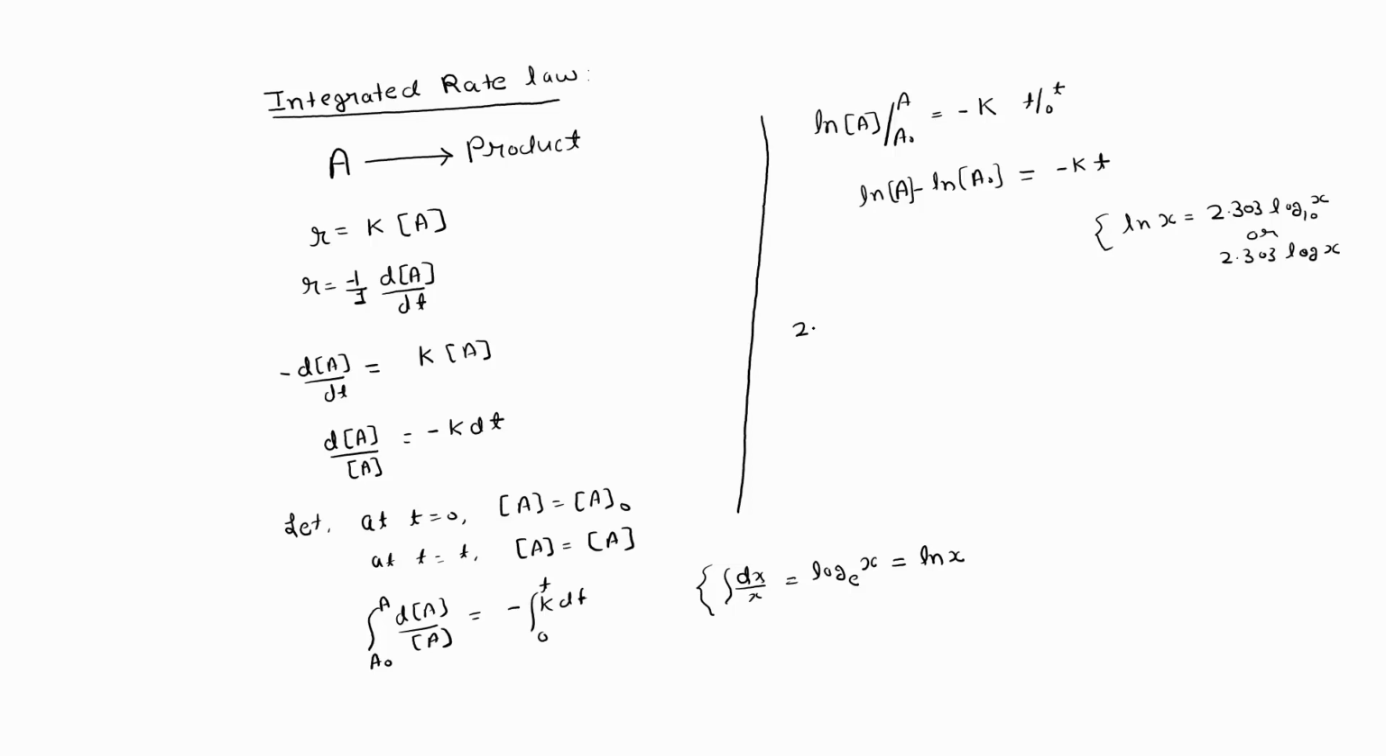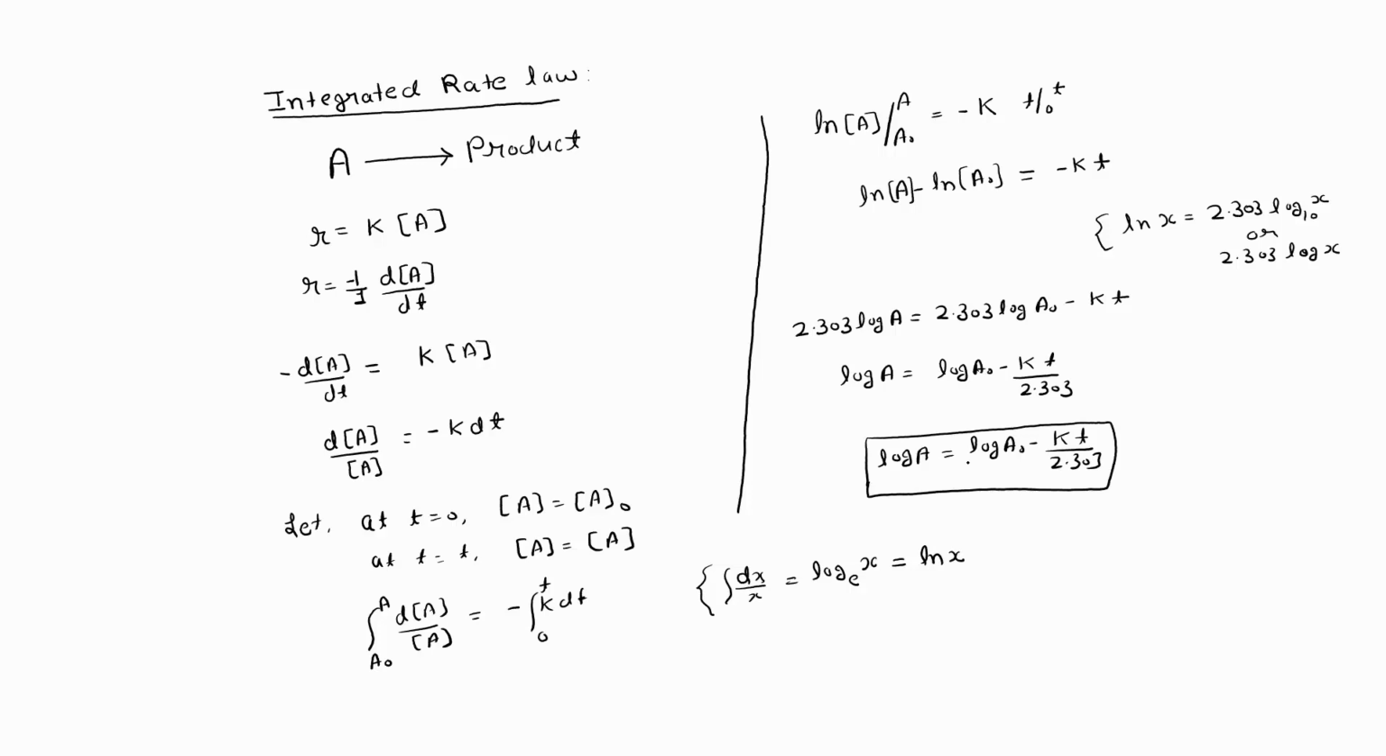So ln A is 2.303 log A, which is equal to 2.303 log of A naught minus KT. So divide the whole equation by 2.303. So log A is equal to log A naught minus KT divided by 2.303. So the final equation is log A is equal to log A naught minus KT divided by 2.303.